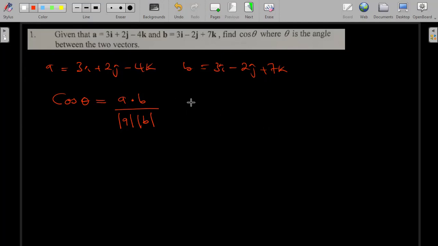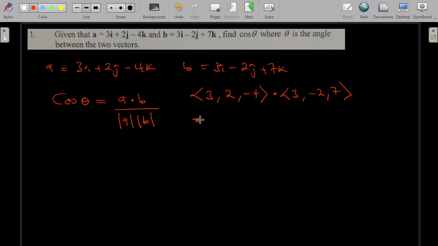All right, so let's first find the dot product. I can write my vectors in component form: 3, 2, -4, and then 3, -2, and 7. From here, we always handle vectors component-wise. I multiply the i component with the i component of the other vector, and likewise the j and the k. Since it's a dot product, when we multiply, then we add.